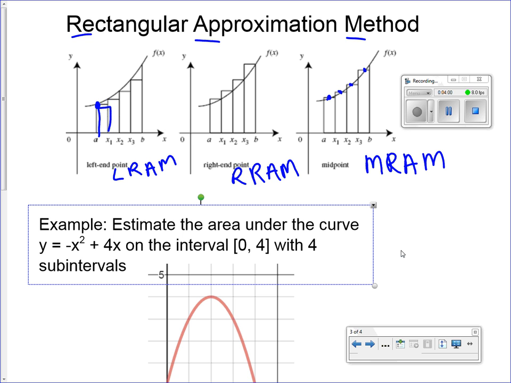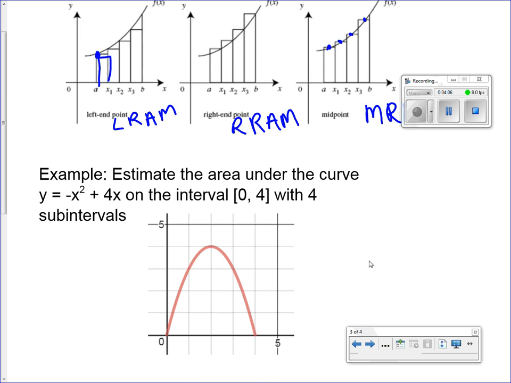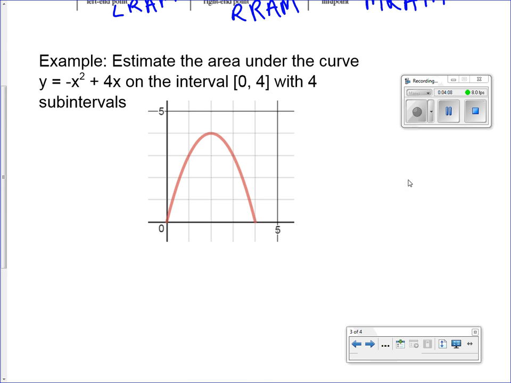We're going to estimate the area under the curve, and the function is y equals negative x squared plus 4x. And we're going to look from 0 to 4. So here's the graph of that. And we're going to do this with 4 subintervals. That means we're making 4 rectangles. We're going to do all 3 methods.